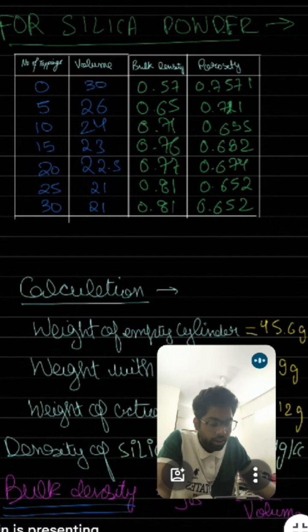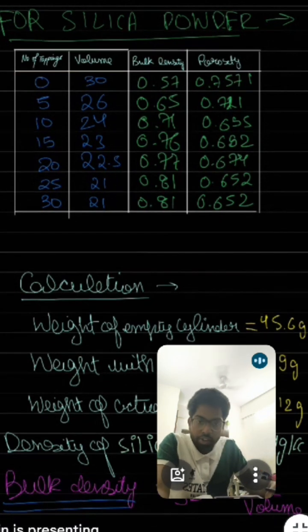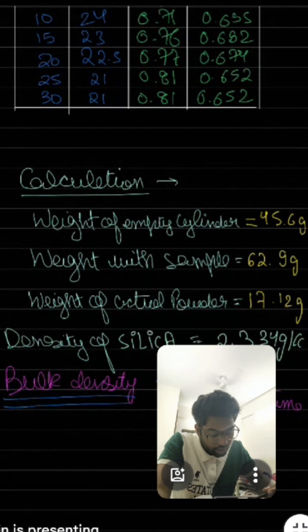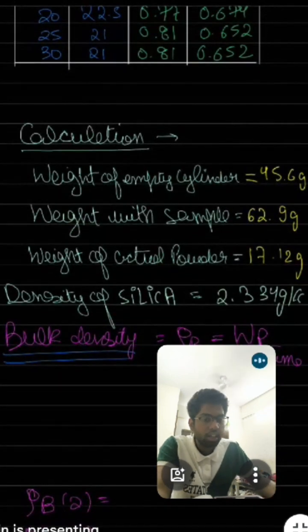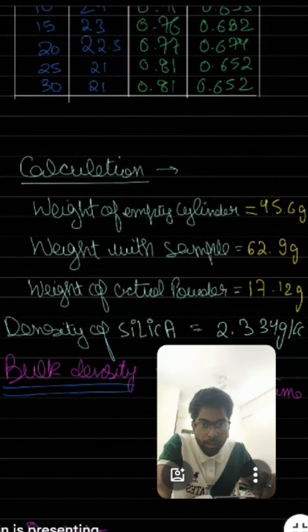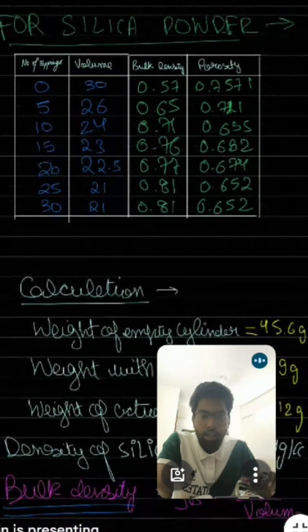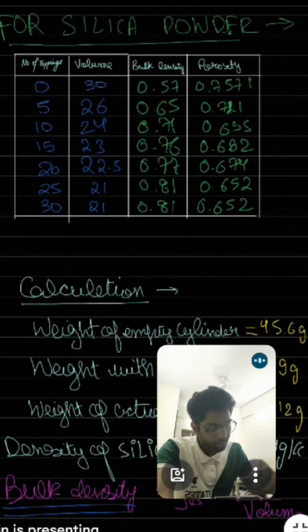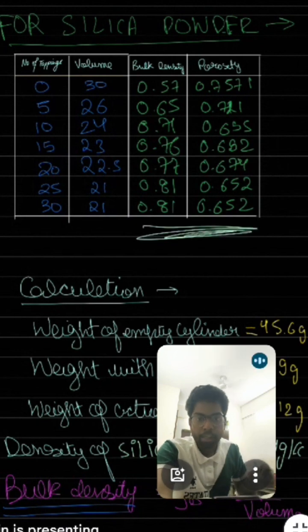As we have calculated the bulk density and porosity of the brick powder, the weight of the empty cylinder is 45.6, and the weight with sample is 62.9, and the weight of the actual powder becomes 17.12 grams, and the density of silica is 2.334 gram per cc. So the calculated bulk density and porosity for silica is mentioned in this table.